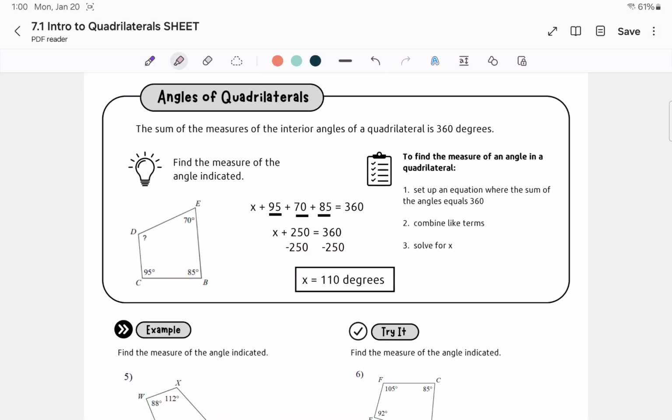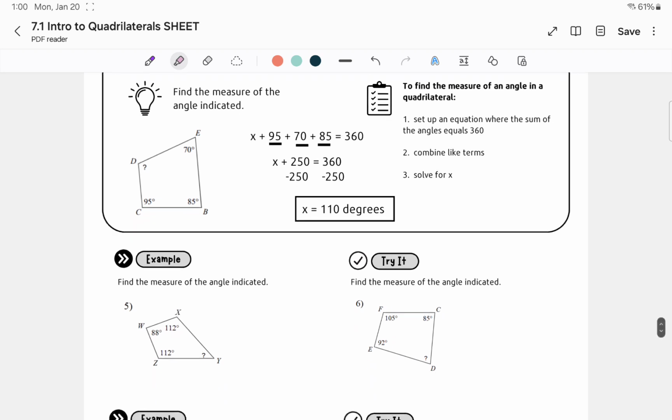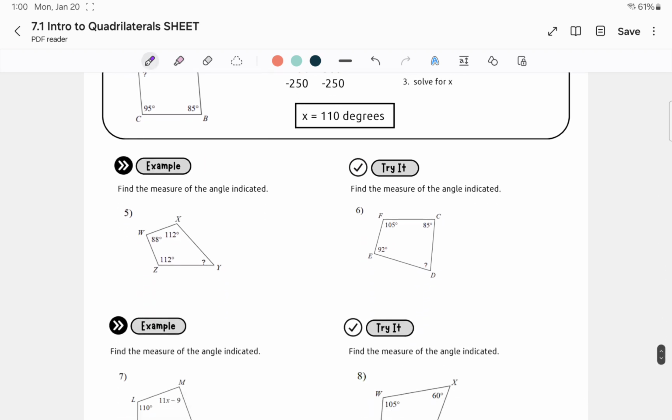So the sum of the measures of the interior angles of a quadrilateral is 360. So let's highlight that. The sum is equal to 360. So to find our missing angles, we're just going to set up an equation where the sum of the angles equals 360. We're going to make sure to combine like terms, and then we can solve for x. So let's look at example number 5.